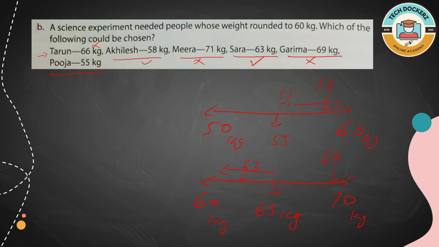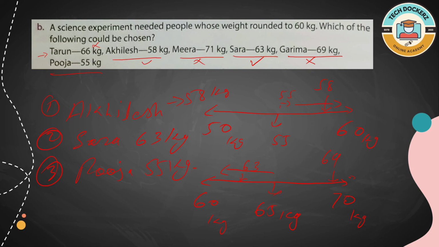So in this question, we can pick 3 people. The first one is Aklesh, whose weight is 58 kg. We can pick him. The second one is Sarah. Her weight is 63 kg. And the third one is Pooja. Her weight is 55 kg. So these are the three people whom we can pick for the science experiment.